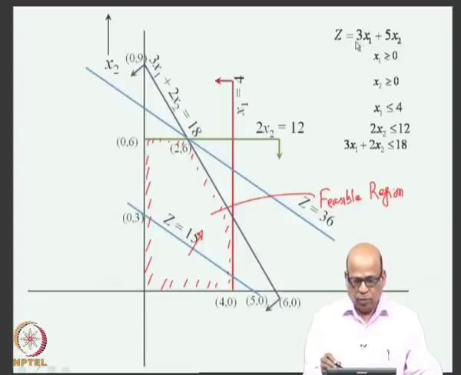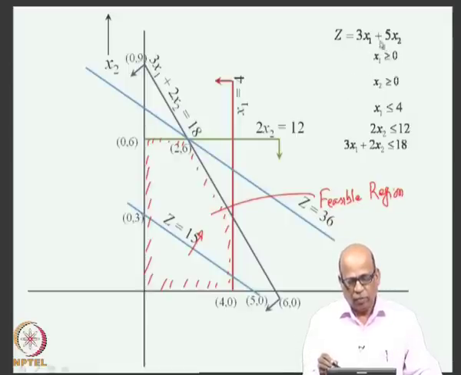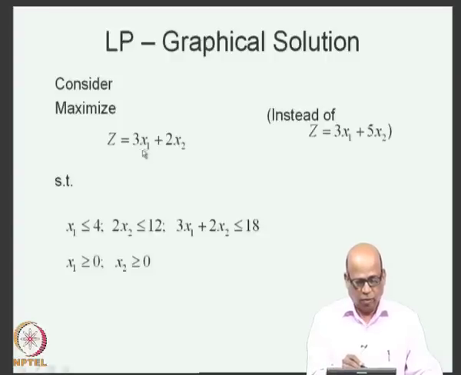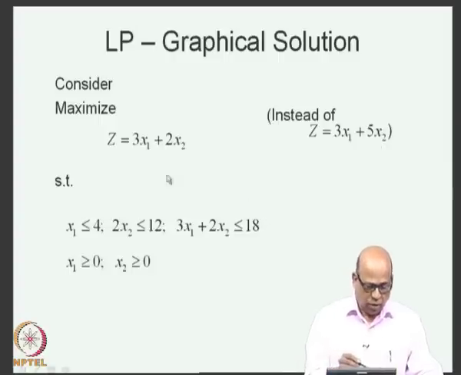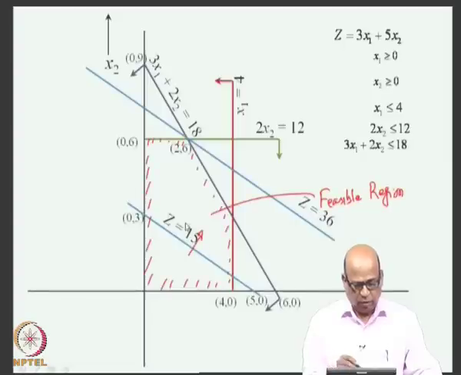Let us say I change the objective function, retaining all the constraints and the non-negativity conditions the same. Instead of saying 3 x1 plus 5 x2, I will make it 3 x1 plus 2 x2. So, let us look at maximize z equal to 3 x1 plus 2 x2 instead of 3 x1 plus 5 x2. Retain all the conditions the same, which means that your feasible region still remains the same, because you have not changed the constraints and therefore, the feasible region remains the same.